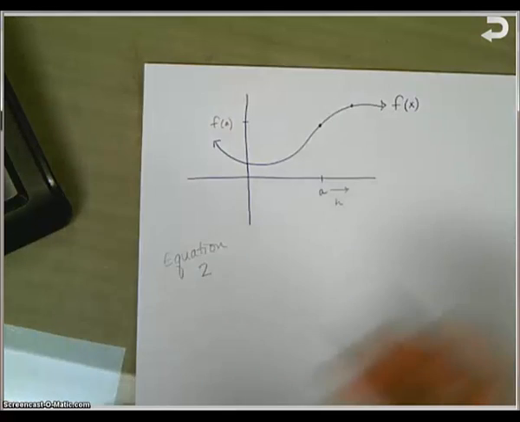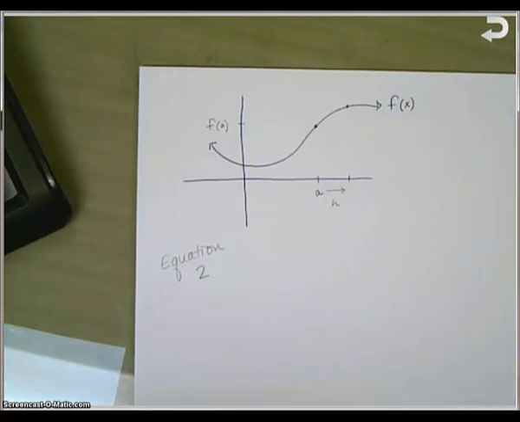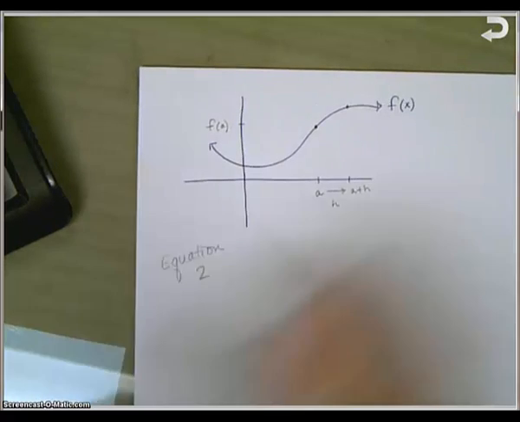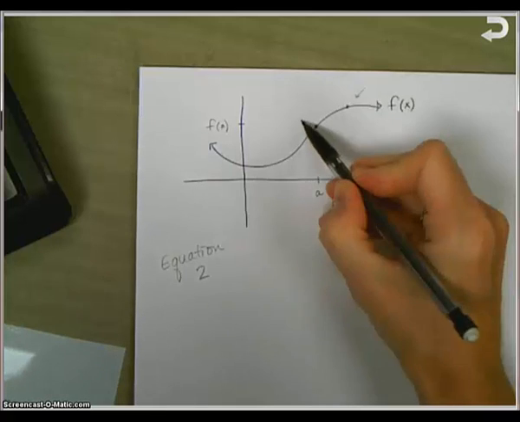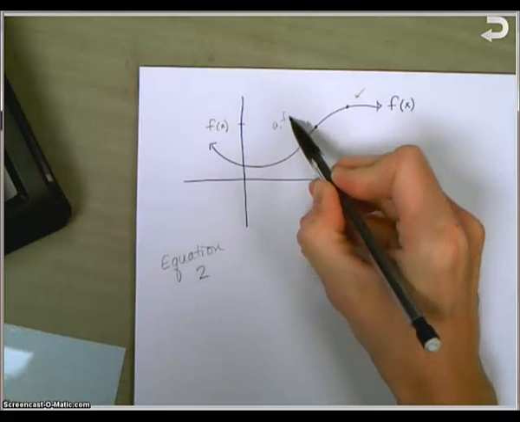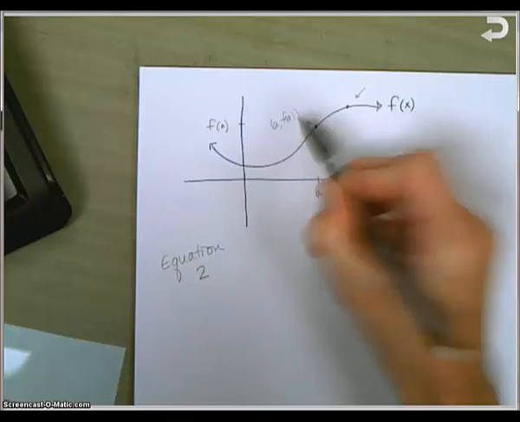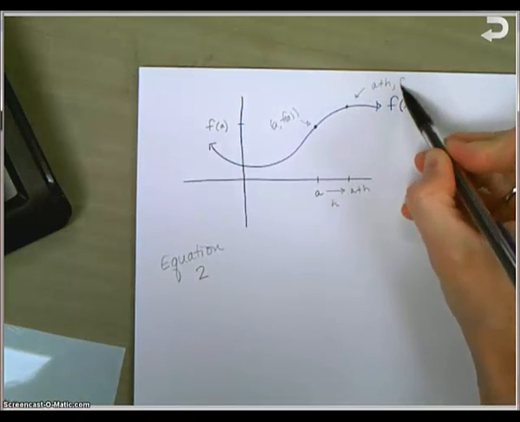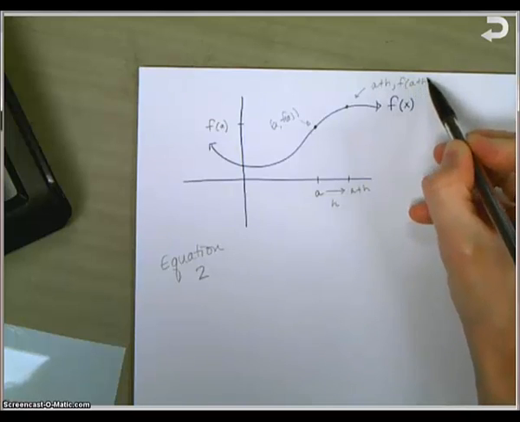And if you're going, and it doesn't have to go to the right, but we're just going to go to the right. If it's a distance of h units to the right, then this point would actually be called a plus h. And this ordered pair, I forgot to label this. This is f of a, like we said before. This ordered pair then is kind of long, but it's a plus h, comma, f of a plus h.